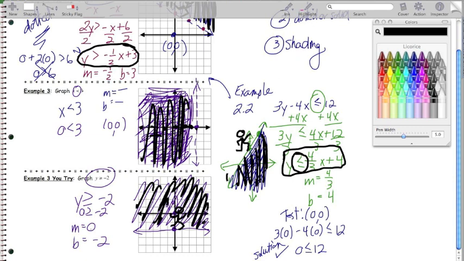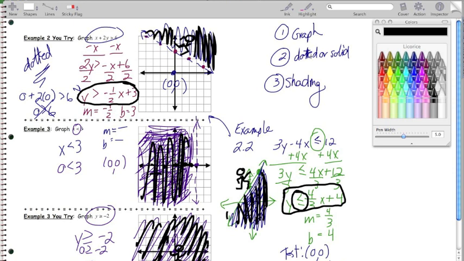So hopefully that helps with some shading. Remember to graph normally, solid or dotted line, and then shading. Okay, great job, guys.